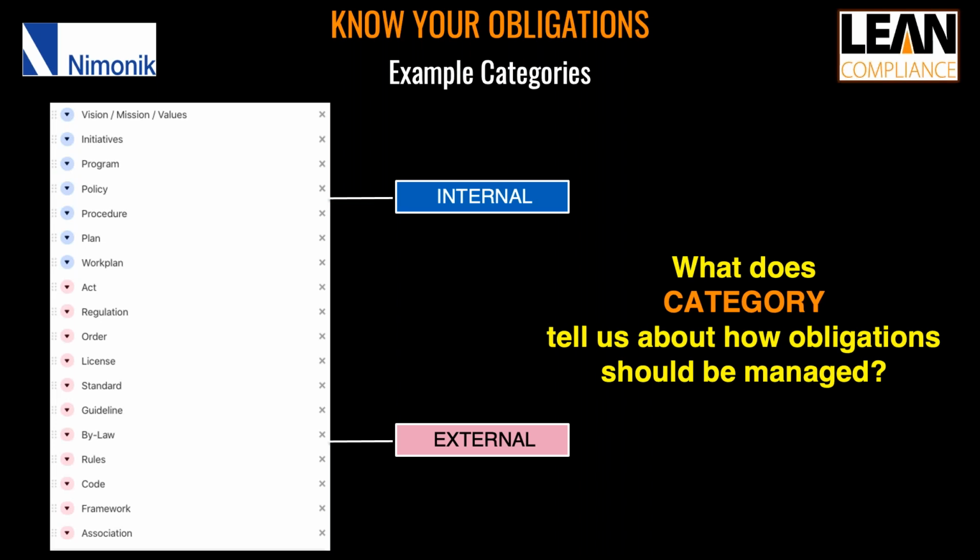So here's a list of it, and I'm not sure if you can see this, the contrast isn't perfect here, but it's a list of different internal and external categories. And you're going to come up with a different list than this one. Some of them will be the same, some may be different. But the question I have is, what does this category tell us about how obligations should be managed?